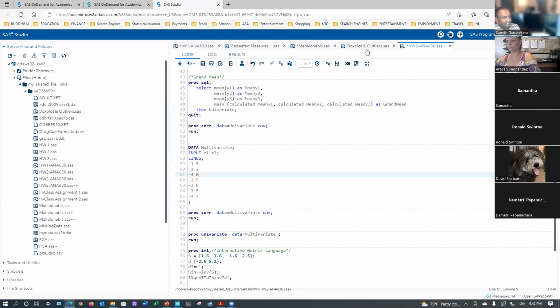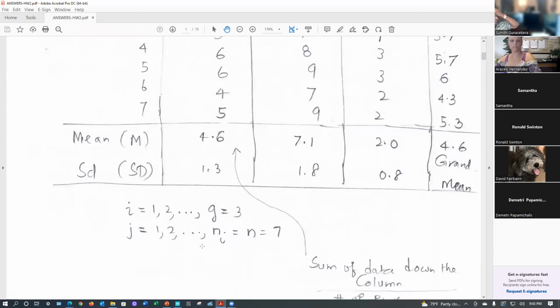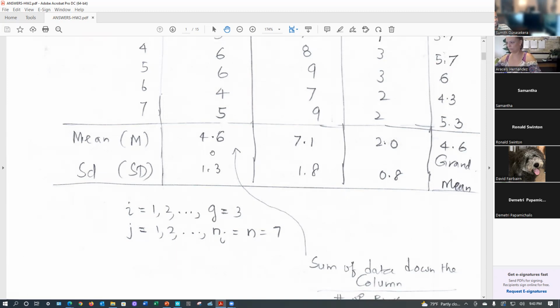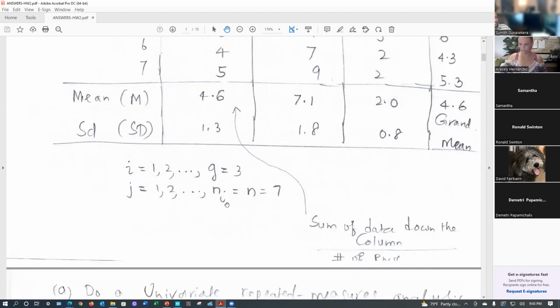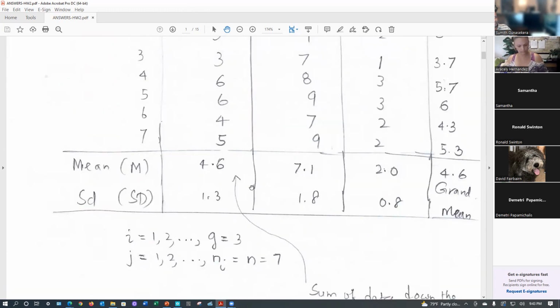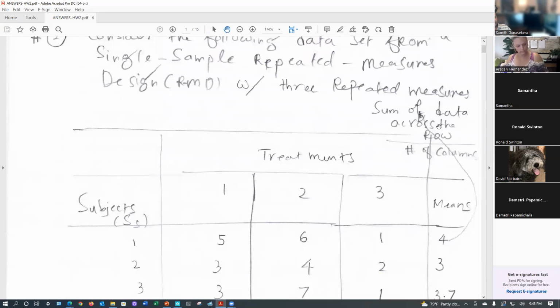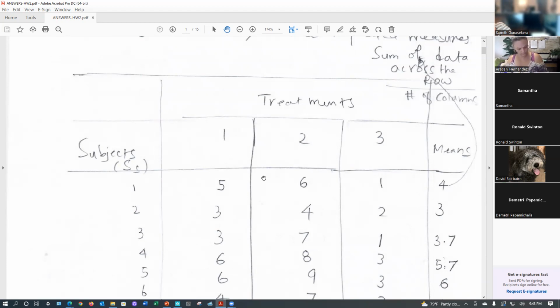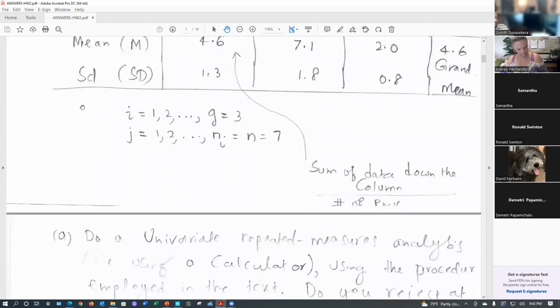Then let's get back to that question. You have all these standard deviations that came along with that univariate summary. I'm going to go from 1 to 3 groups. G means groups 1, 2, 3. Ni is fixed. This one is the sum of data down the column divided by the number of rows. We call this the column means. This one, the row mean, is the sum of the data across the row divided by the number of columns. 1, 2, 3. That's how you got that one.